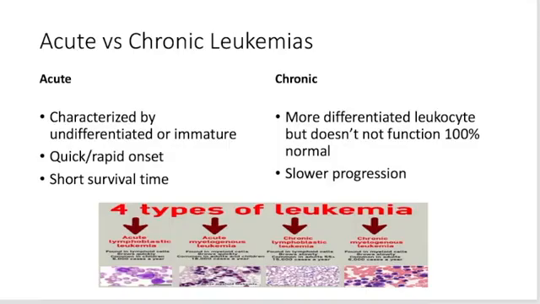So acute versus chronic leukemias. It's characterized and classified as acute because it is the undifferentiated and very immature cells. So it's higher up on that hierarchy. Usually the acutes have a quick and rapid onset and they have a short survival time. Chronic, they are more differentiated leukocytes. It is not 100% normal, but it is much closer to being able to function than an acute situation. So these guys clearly do not function. They are immature, undifferentiated, and blast cells.